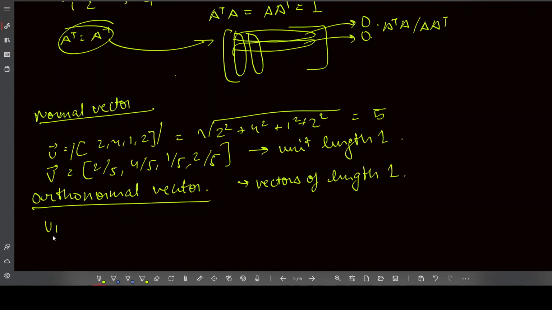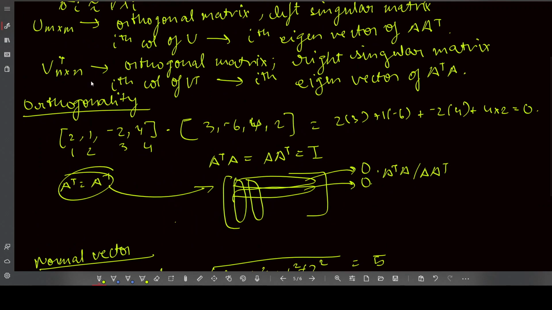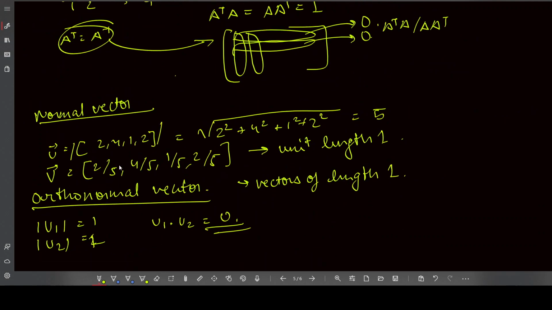So if I have u1 and u2, and if the magnitude of u1 is 1 and the magnitude of u2 is 1, and if I take the dot product u1 dot u2, what will I get? I'll get 0, because that's what orthogonality is, right? This is what orthogonality is. So that's an orthonormal vector.